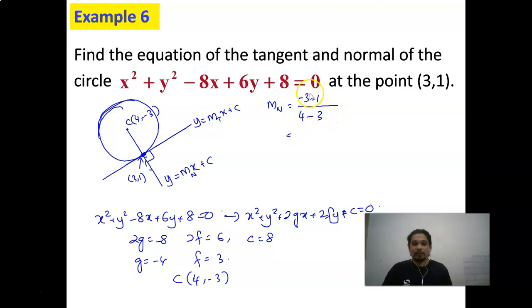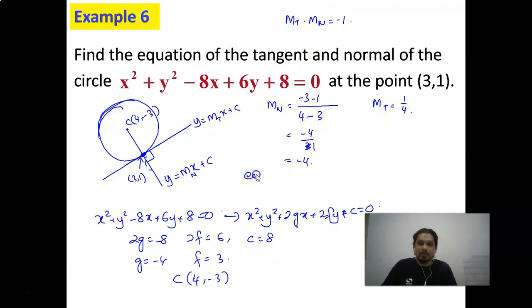Okay. Gradient of normal, negative 3 minus 1, negative 4. 4 minus 1 equal to... 4 minus 3 equal to 1, which is negative 4. So the gradient of tangent, and of course gradient of tangent times gradient of normal equals negative 1. So when gradient of normal is negative 4, the gradient of tangent is negative 1 divided by negative 4, which is 1 over 4.